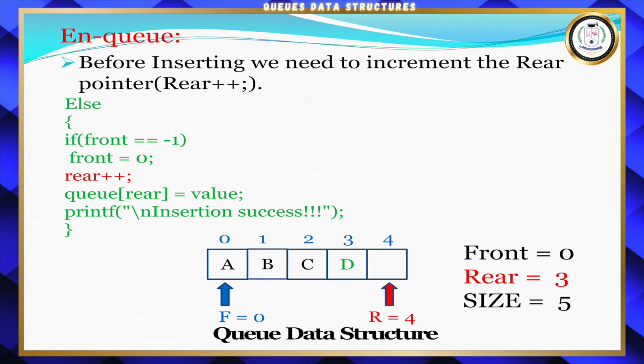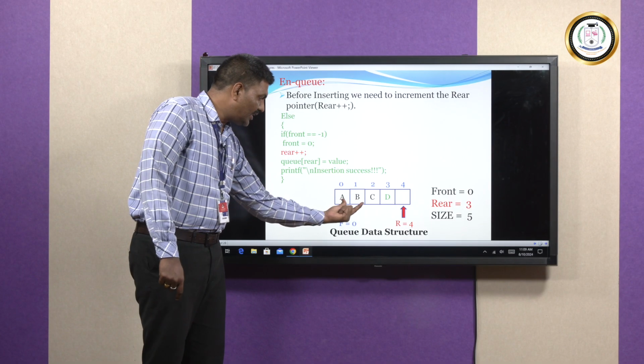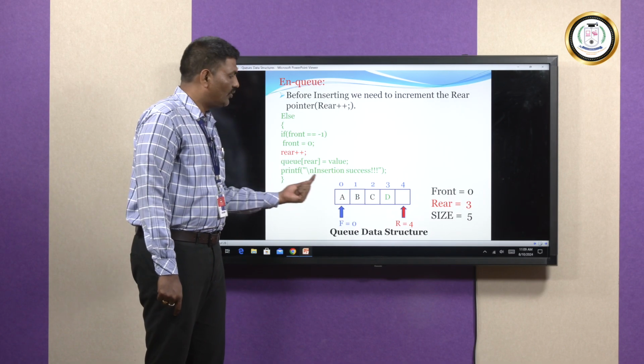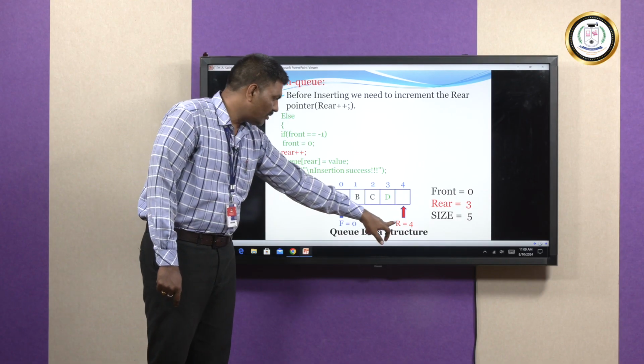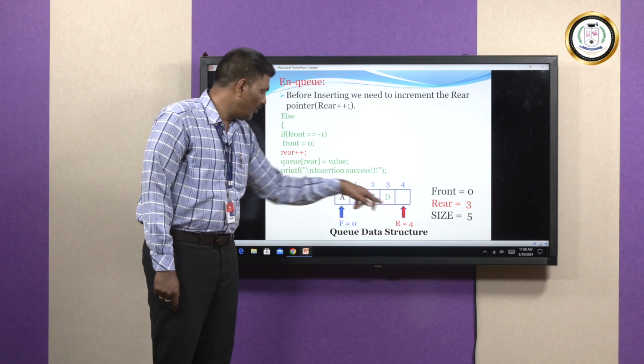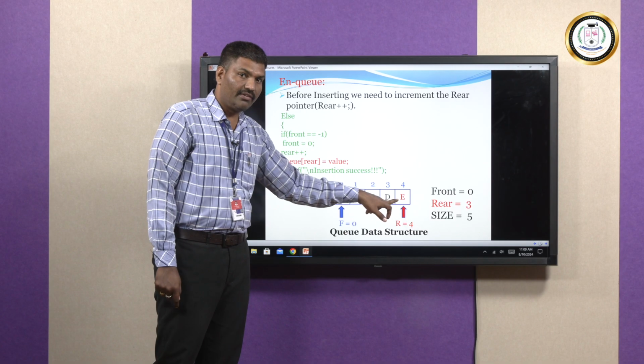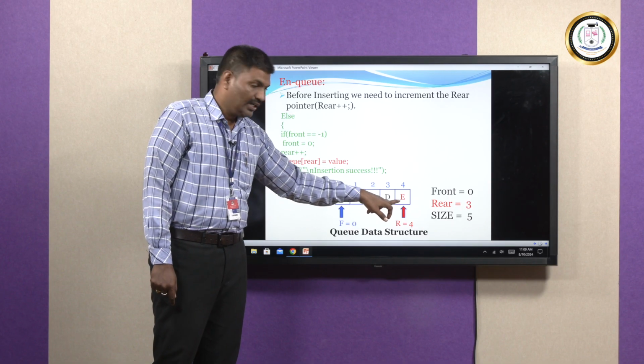Then again we increment the rear. If you want to insert a number of elements, we can insert them; initially we inserted the 3 values. Once we inserted D, again we increment the rear to insert another value. Right now, after incrementing, it is locating the empty location 4. Then again Q of rear, that is Q of 4, equals value. The value we provided is 4 here, so we placed E at the 4th location here.